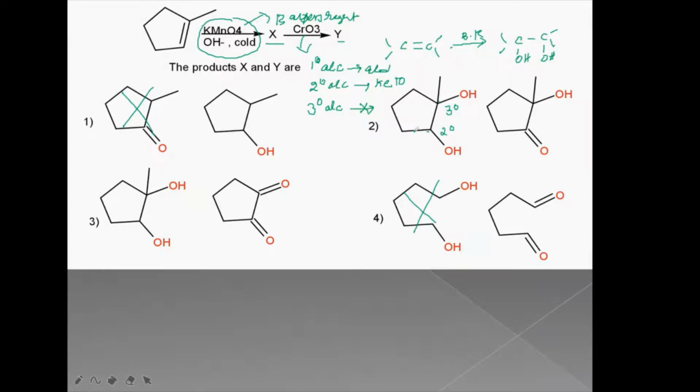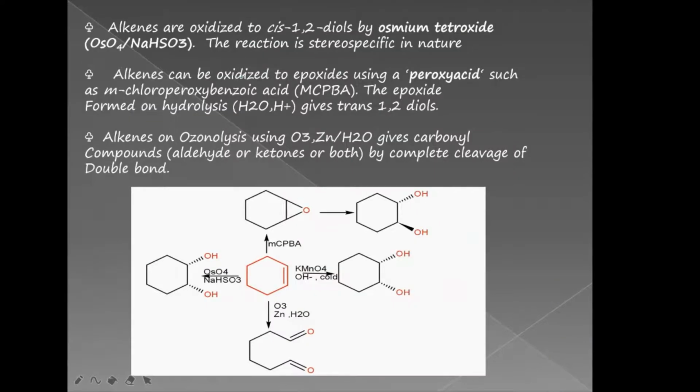So based on this, this OH remains as it is and this will be converted into a keto group. So this will be a wrong answer. So the answer will be the second one. Like this, with the idea of basic reagents, we can solve the questions easily. So overall, the reagents used for oxidation of alkenes were given here.